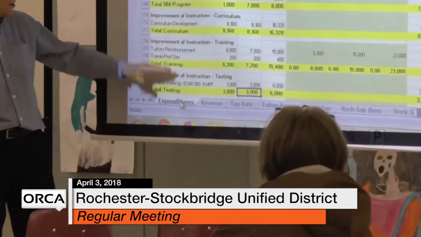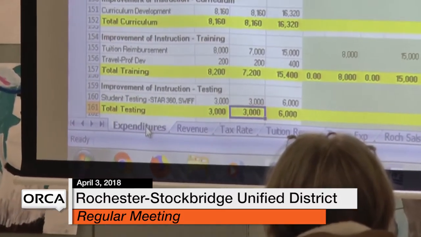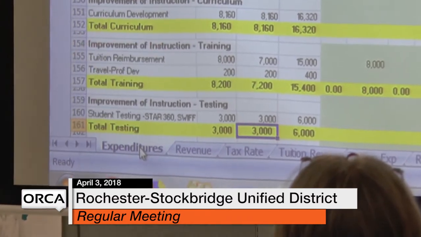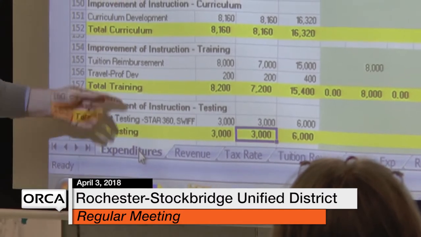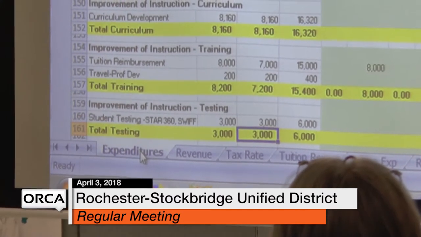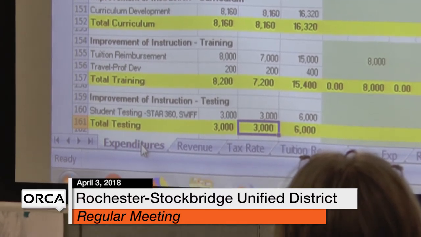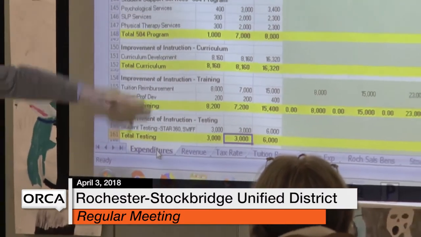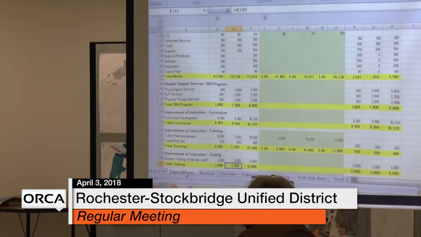So there are three kinds of expenditures that are for improving instruction. Development of curriculum, training, how do we teach math in the 21st century, that kind of thing. And finally, the testing of students so that we can understand just exactly what kind of support they need educationally. Not emotionally, educationally. So this is all to do with instruction. The next set of areas is to do with administration.